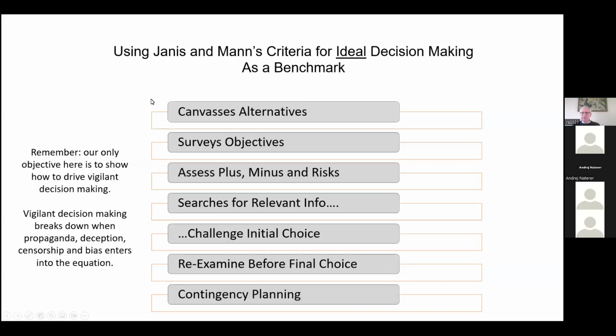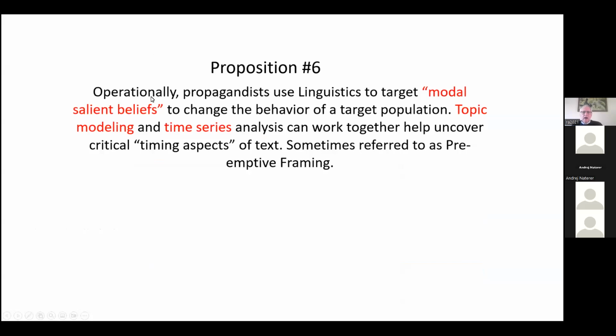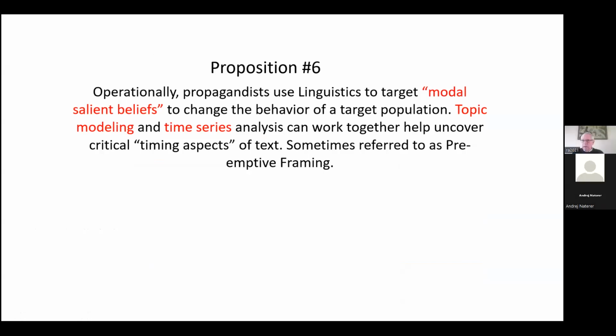The idea of vigilant decision making. Proposition 6. Let me get through this, and this is where I want to get into framing. So I'm blending now into the discussion part of last week, where we talked about these aspects of framing. And Dev was kind enough to send me some of his papers. I actually learned quite a bit about this, and maybe we can even talk a little bit more about this as I finish.